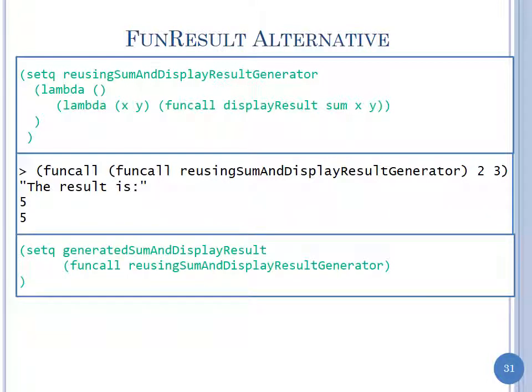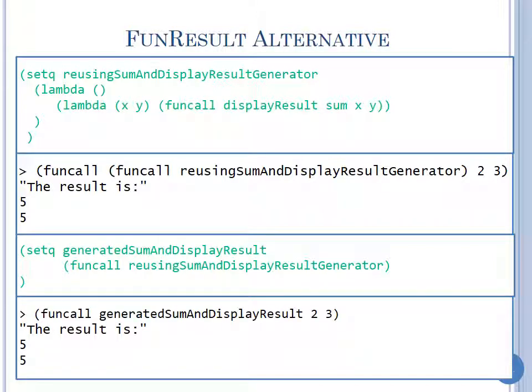Okay, and what I could then do is I could also do something like this. I take the return function and assign it to a variable function, so that I don't have to do this nested funcall each time, and I can then just keep applying this return value again and again.